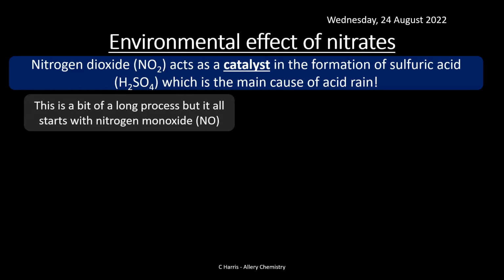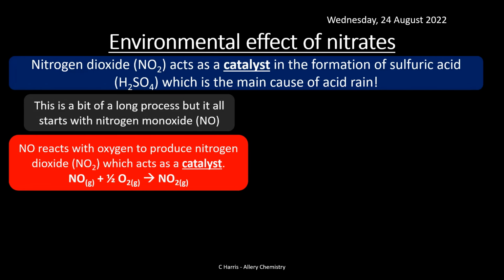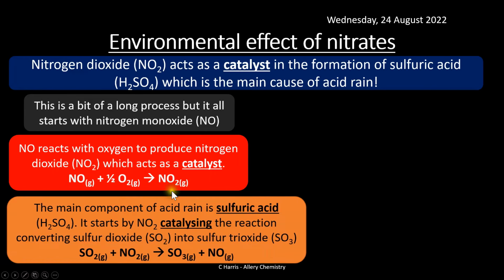It's a bit of a long process, but it all starts with nitrogen monoxide, effectively. So remember, that was produced from burning fuels in a car. So that nitrogen monoxide reacts with the oxygen to produce nitrogen dioxide. Okay, so that's the first process. Oxygen is naturally found in the atmosphere anyway. As you can see here, there's your oxygen. Nitrogen monoxide from fuels can produce NO2. And it's this NO2 that is then used as a catalyst in the atmosphere.